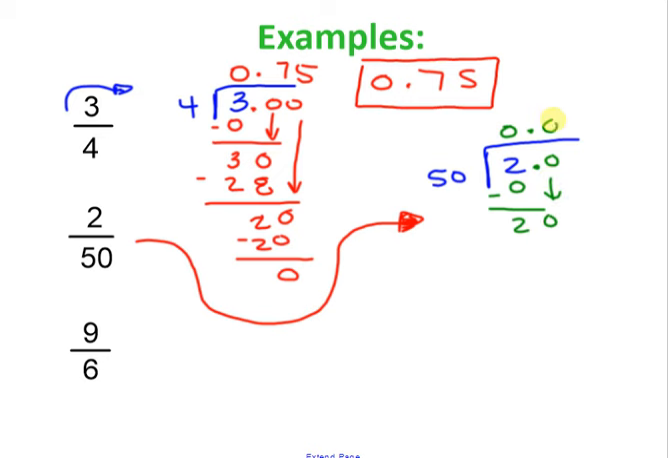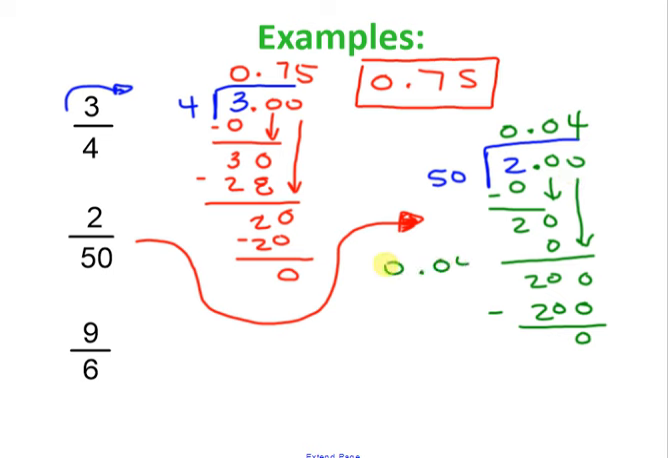50 goes into 20, 0 times. 0 times 50 is 0. Bring down the 20. Add a 0, bring it down. 50 goes into 200 4 times. 4 times 50 is 200. Subtract and you get 0. So the answer here is 0.04.